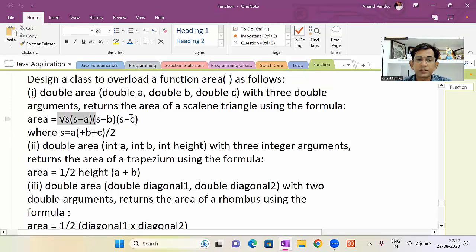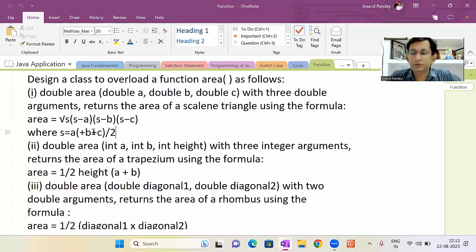You know this formula, Heron's formula it is, where S is equal to A plus B plus C by 2. Simple, you know this calculation, such programs you know already. I have uploaded a video for this program also. So in this function, we have to calculate the area of a scalene triangle using this formula. It is given.